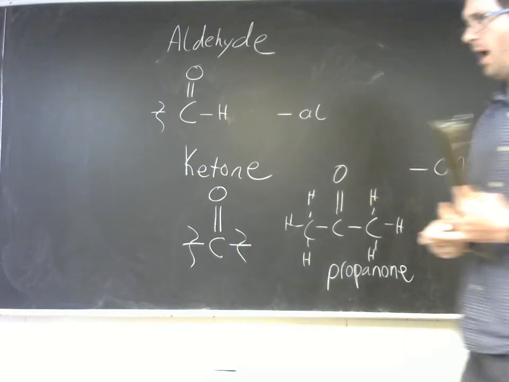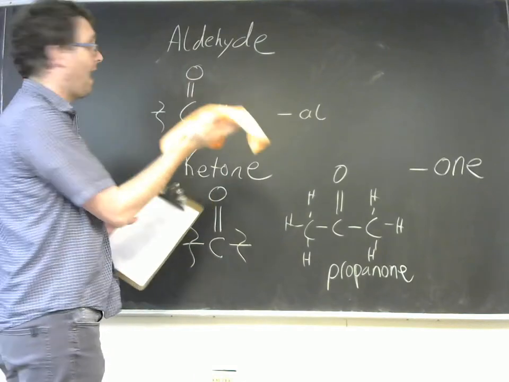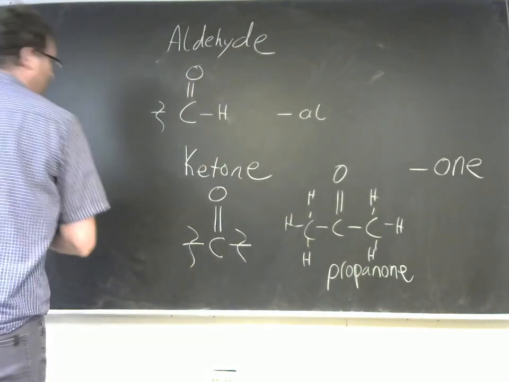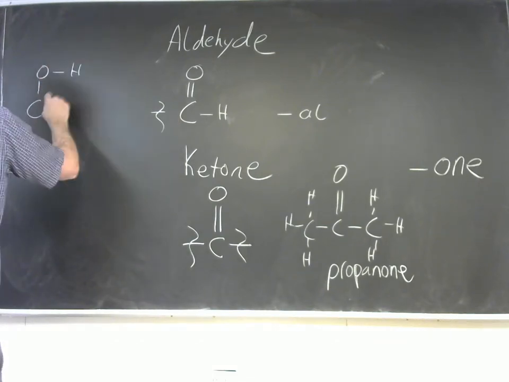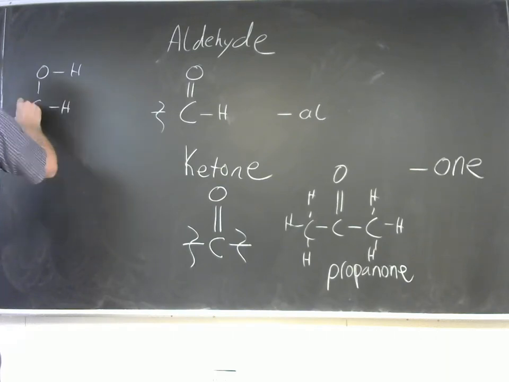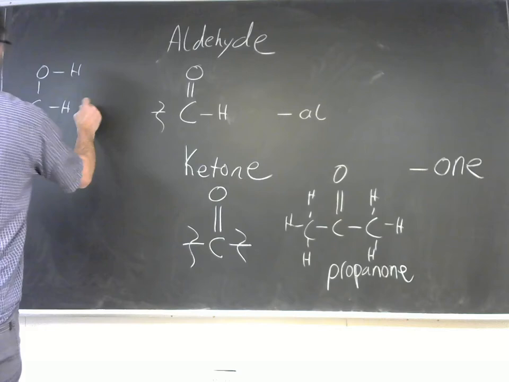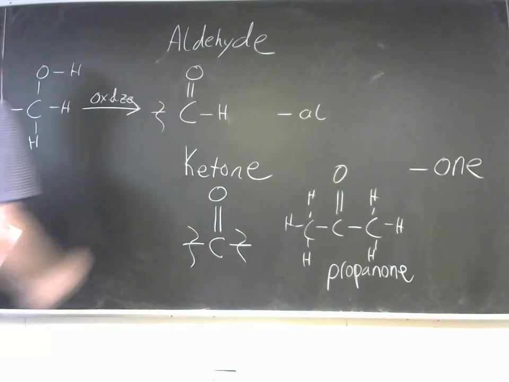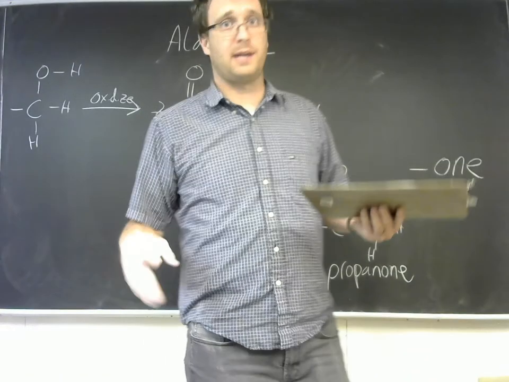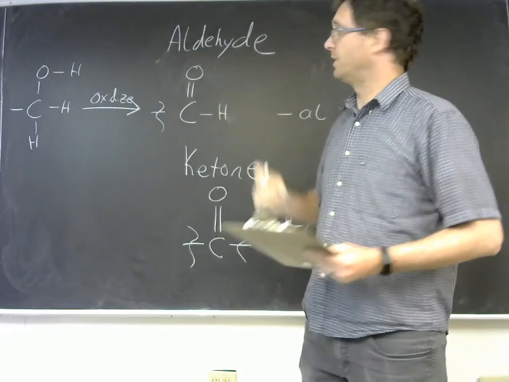Okay, so aldehydes and ketones can be generated by the oxidation of an alcohol. Actually, what I'll do is I'll write over here. So if I have a carbon that is a primary alcohol, or an OH group on a terminal carbon, and I oxidize it, and that means I react it with something like dichromate or permanganate or any other common oxidizing agent, then it will turn into an aldehyde.